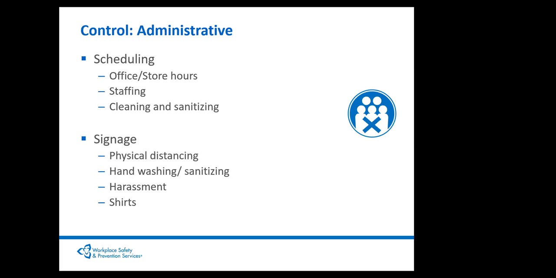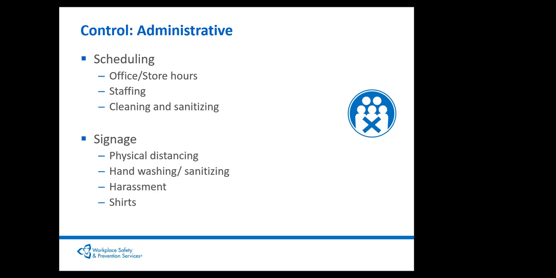Scheduling and signage are going to be big things to consider for administrative controls. So office hours or store hours: are you going to shorten them? Are you going to lengthen them? Are you going to switch them around so that they start a bit earlier and end a bit earlier? And with staffing, you're going to want to stagger any breaks or lunch times. I also think that staggering staff coming in and out of the workplace is a good thing to look into if it's viable for you. That way you don't have all your staff in one spot at the same time. You can stagger their shift work to make sure that they're not all convening in one big spot all the time.